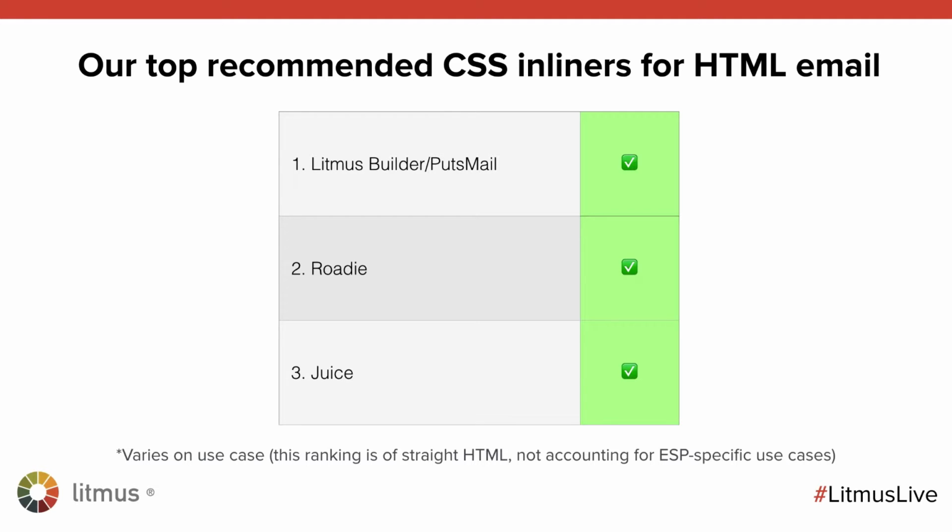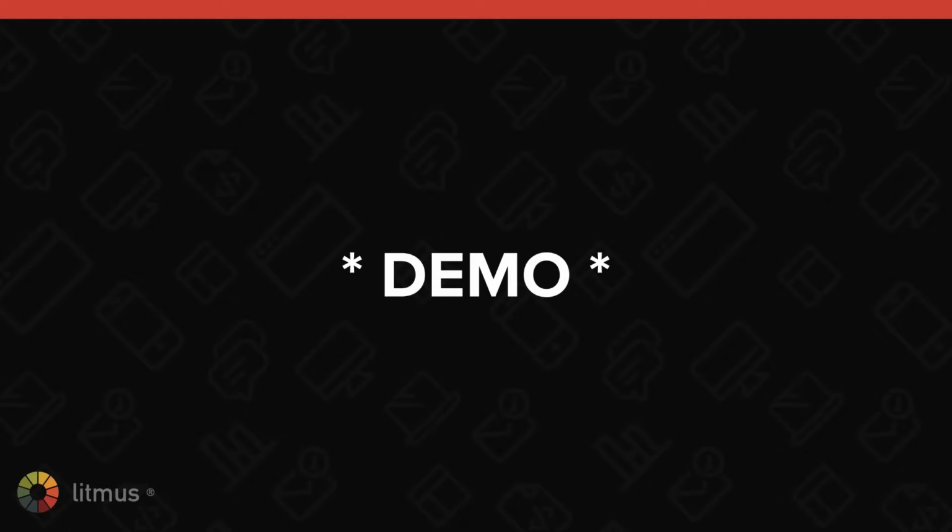And I would just point out that these aren't accounting for an ESP-specific use case. This is really just talking about straight-up HTML. I mean, sometimes you have ESP-specific templating language or HTML or CSS that may not be accounted for or reflected here. But this is just for regular straight-up HTML, not accounting for any of the unique ESP stuff you might be doing. This to me are what the best ones are and how I would rank them.